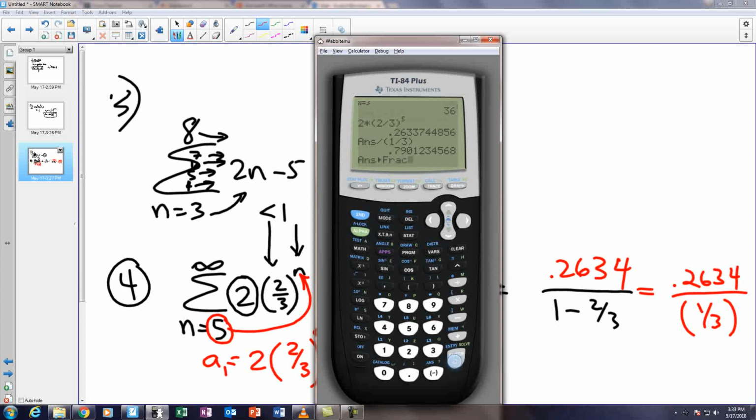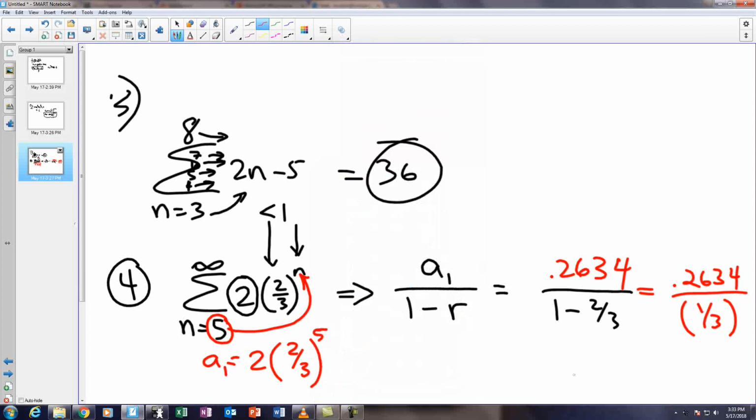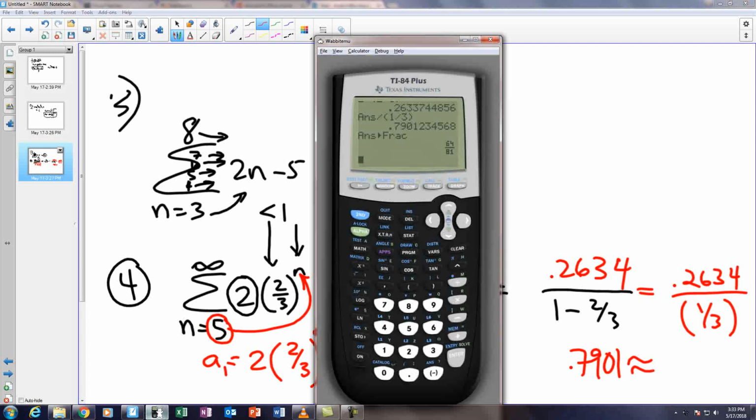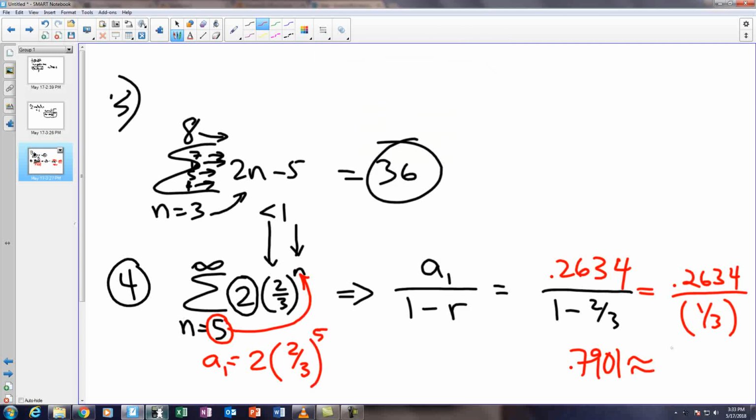Now, to be honest, I'm pretty happy with that, but it's always a good idea to see, is there a fraction equivalent that isn't too bad? So I would take the 0.7901, but what I would prefer, because it's nicer and cleaner and there's no rounding, is 64 over 81. Okay? Either one of those would have been acceptable to question number 4.